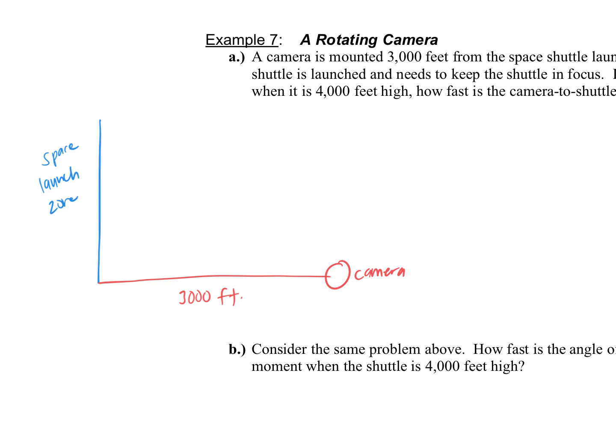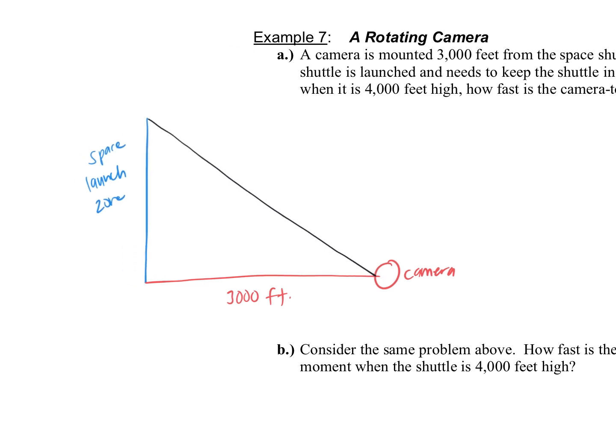So as we can see here, we have a triangle. It's saying when the shuttle is 4,000 feet high. Okay, so it's being launched over here, but then we're looking at when this distance is all the way up at 4,000, right?